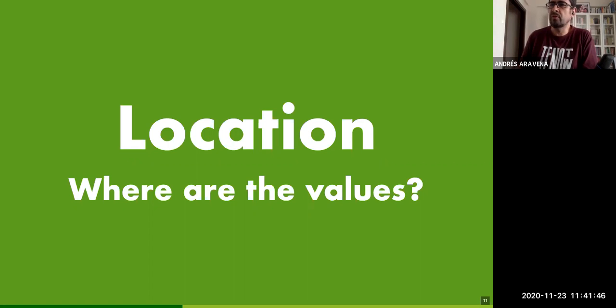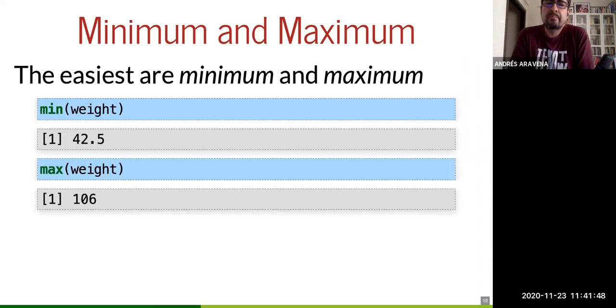And there are several tools that we use too. The first and basic that you will find is minimum and maximum. No? That's kind of the first thing that you can do. And you can probably kind of look at the numbers.